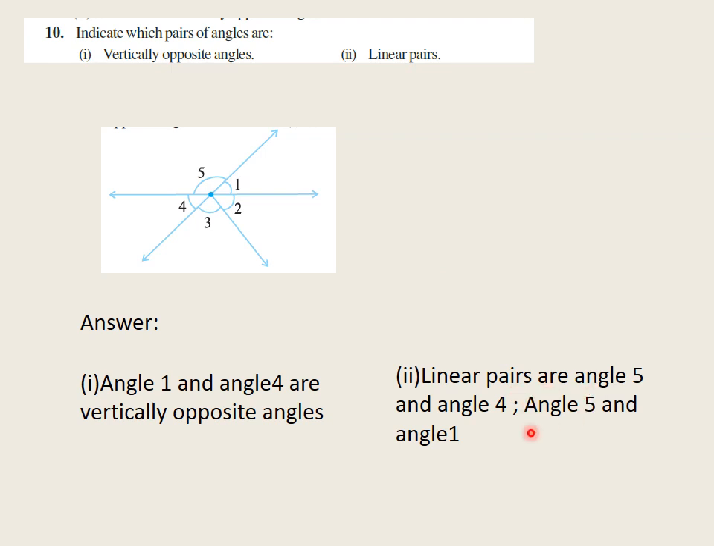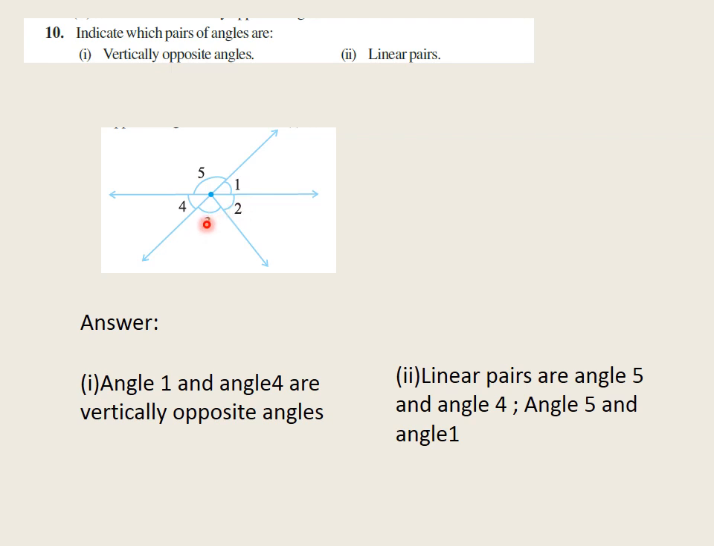Now let us see the next example. Angle 5 and angle 1 are adjacent angles, and if you add them, angle 5 plus angle 1 is equal to 180 degrees. So they become a linear pair. There are only two linear pairs here. The first linear pair is 5 and 4, and the second is 5 and 1, and the remaining are not forming linear pairs.